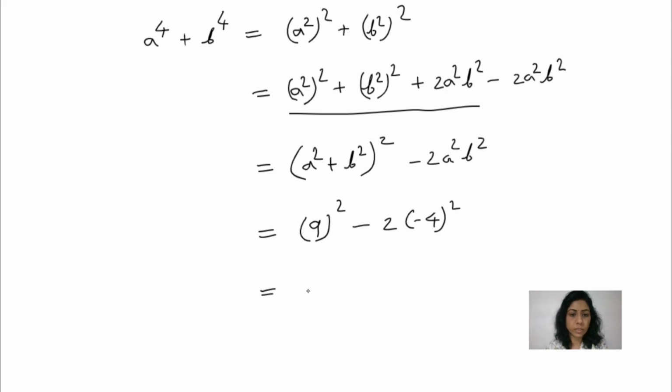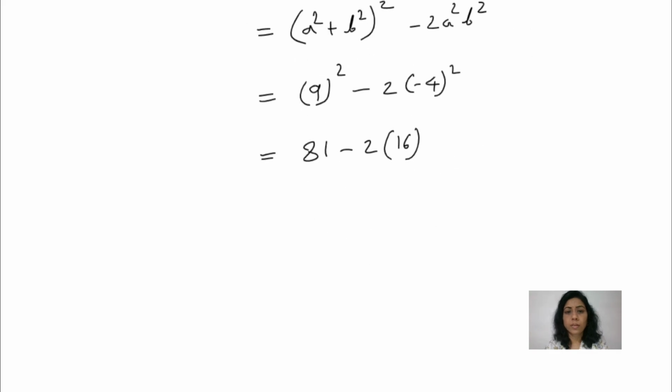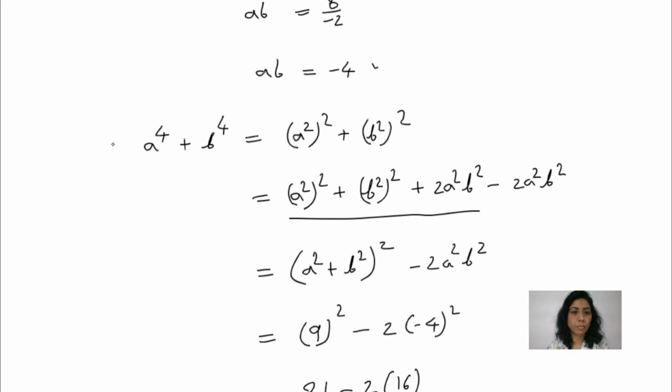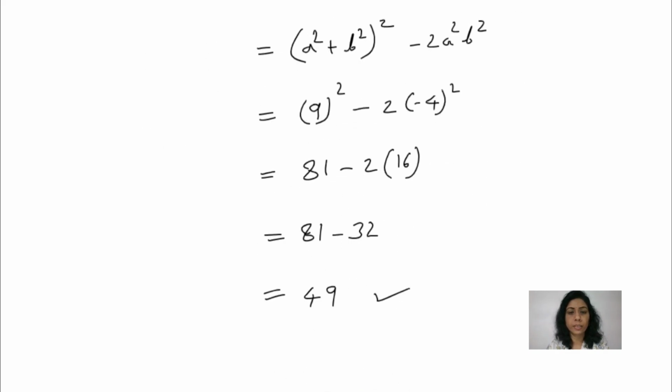Okay, a square b square means ab whole square, and the ab value is minus 4. So 9 square is 81, minus 2 times minus 4 square, which is 16. 81 minus 16 times 2, 32. 81 minus 32 is 49, and this is our final answer. Okay, the a to the power 4 plus b to the power 4 value is 49.